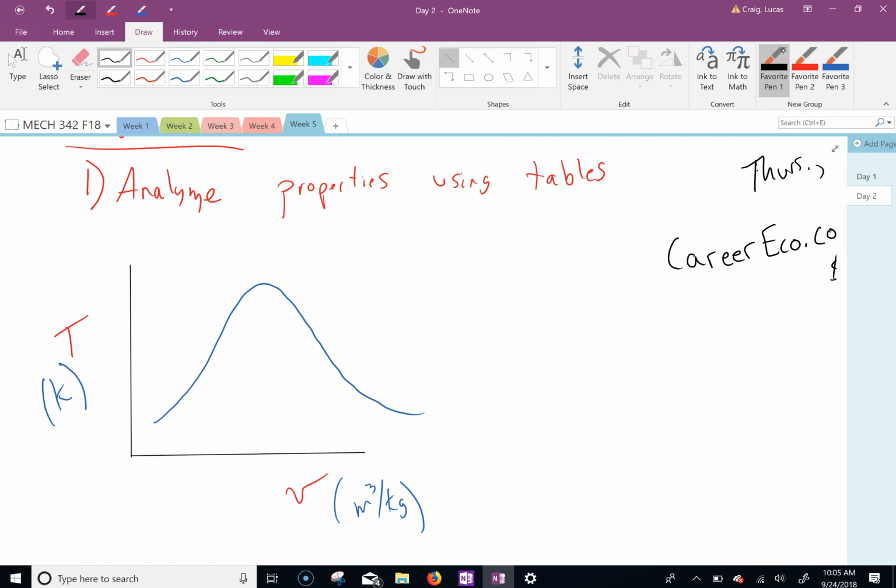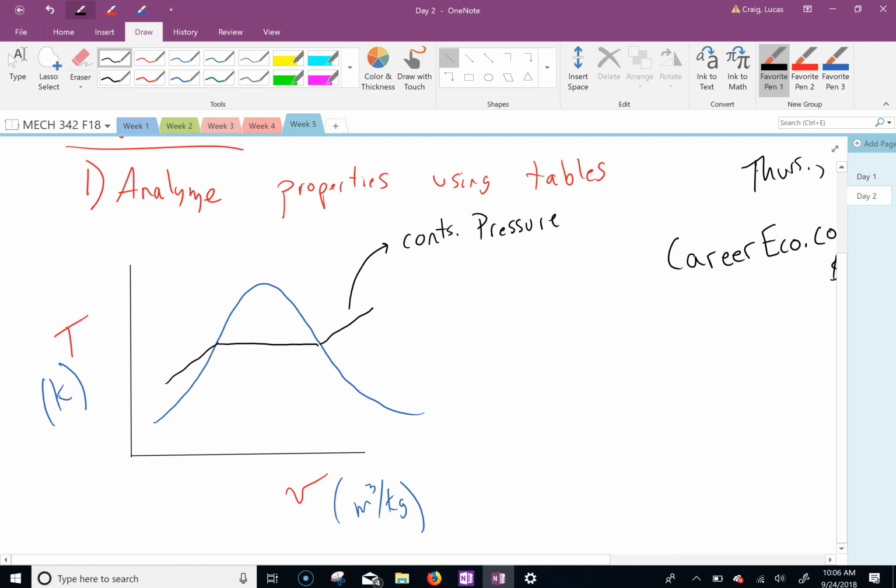And if I draw a line like this, what did I just draw there? What does that line represent, though? Phase changes. And that line is a constant pressure line.